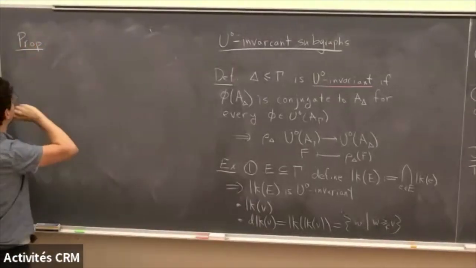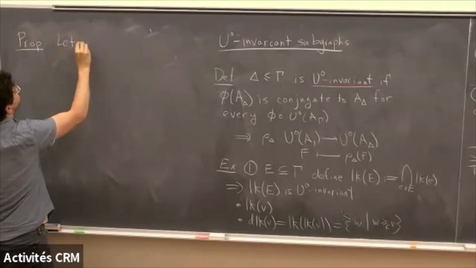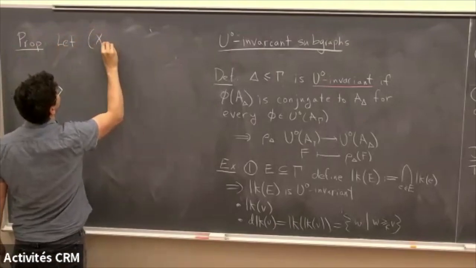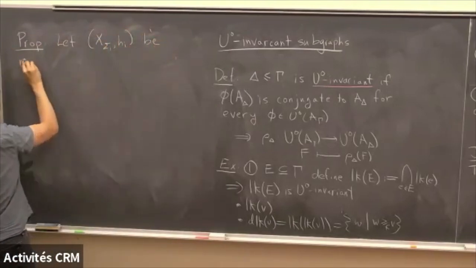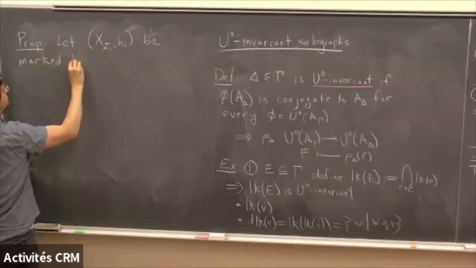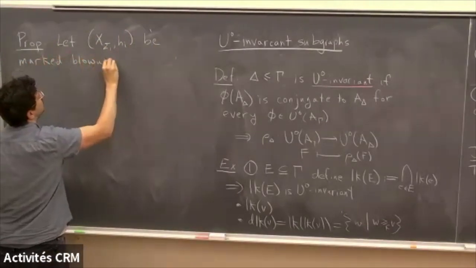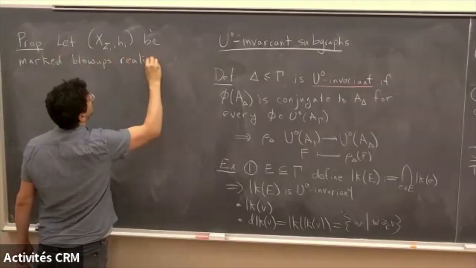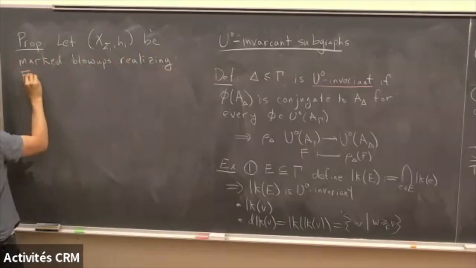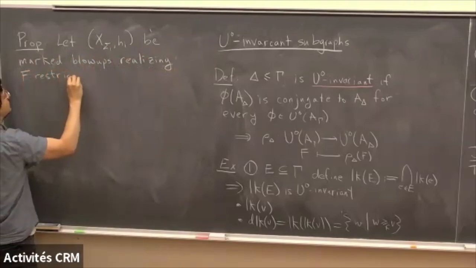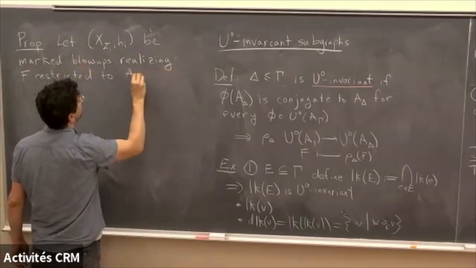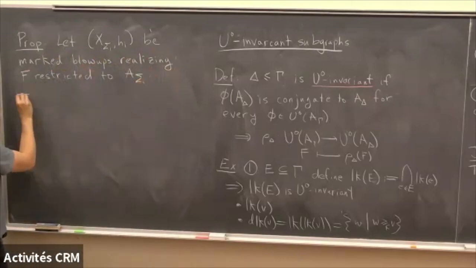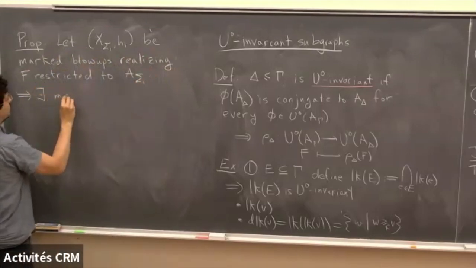Okay, so what do you need to prove? The following proposition. Let's say let X sigma i hat be marked blowups realizing F restricted to A sigma i. Okay, then there exists a marked blowup.